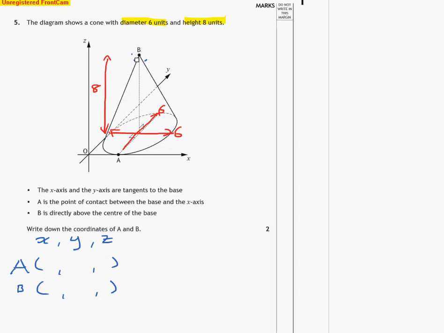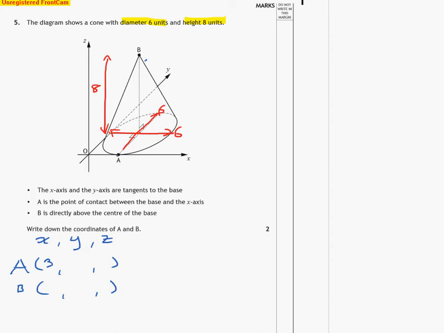Okay, so for A, how far along the x-axis do we go to get to A? Well, we said that we're starting here and we're going along there, which is halfway, isn't it? The whole thing's 6, so halfway is going to be 3. Okay, nice and straightforward.